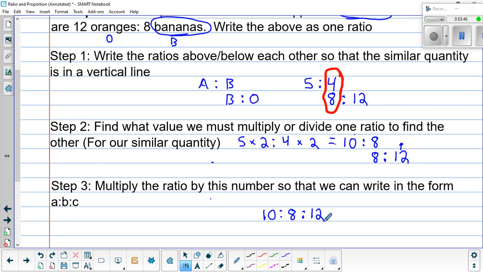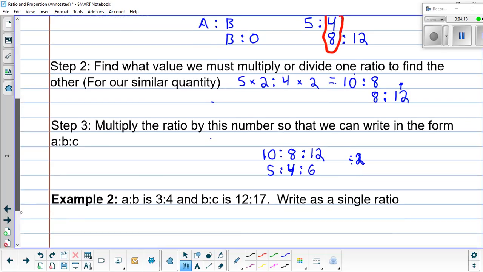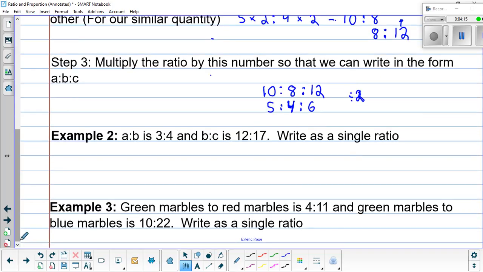And then afterwards, when you multiply, you're always going to have to simplify. But chances are it'll be something nice and easy where it's all even, and you can divide all this by 2. And we can see that we get 5 to 4 to 6. That would be full marks, no matter what the question asks. So let's go through example 2.